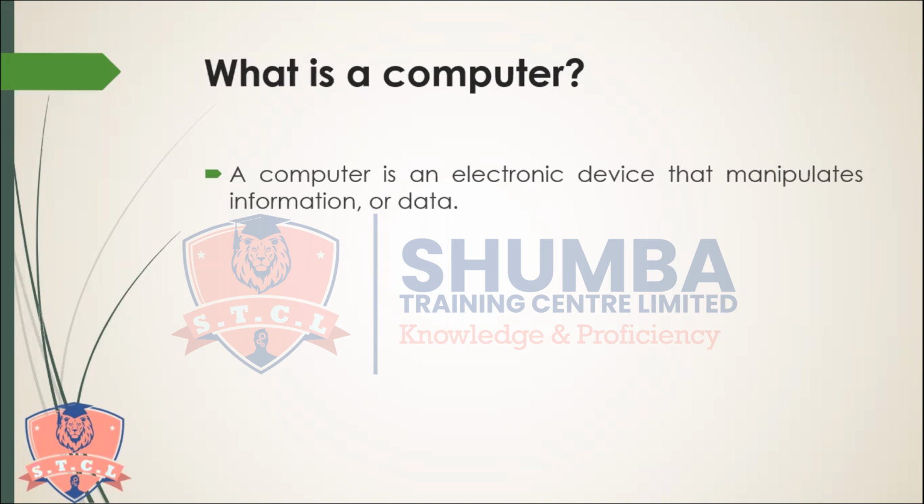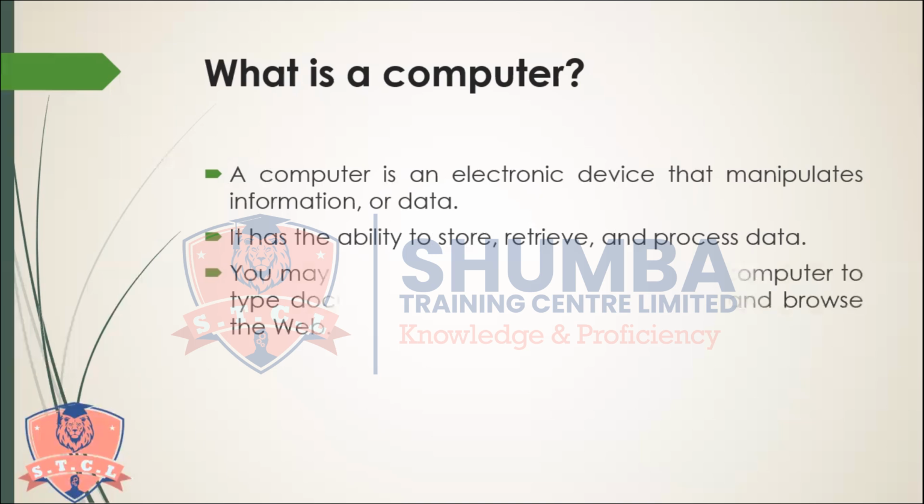It allows data to enter it, then it's going to process that data, then it's going to give you meaningful information at the end of the day. It does this at amazing speeds and with amazing accuracy. A computer has the ability to store, retrieve and process data. So these are super abilities of a computer.